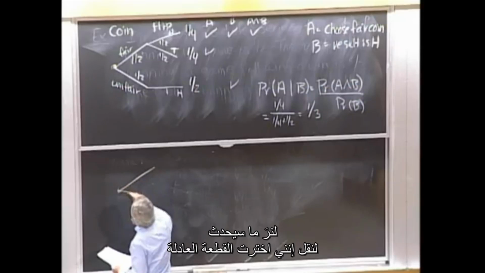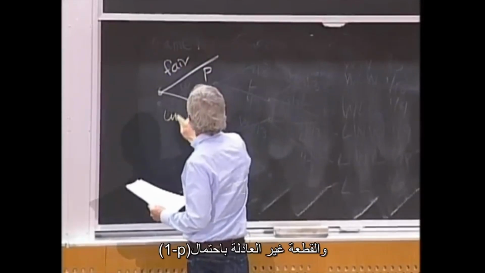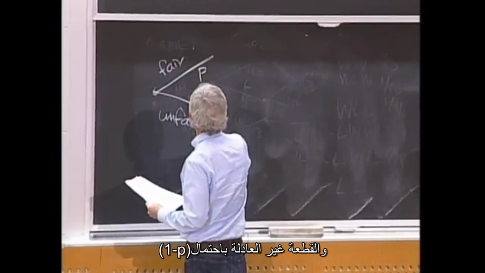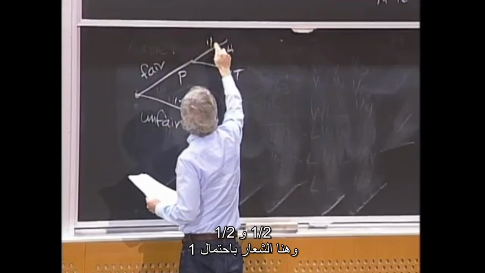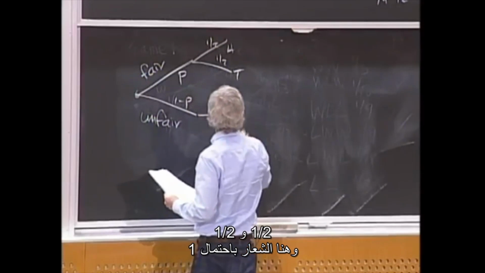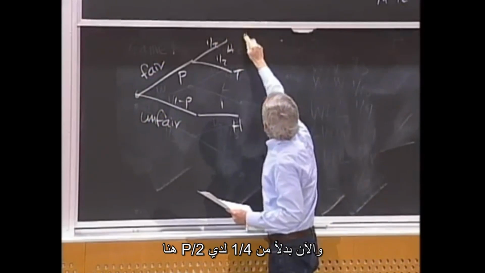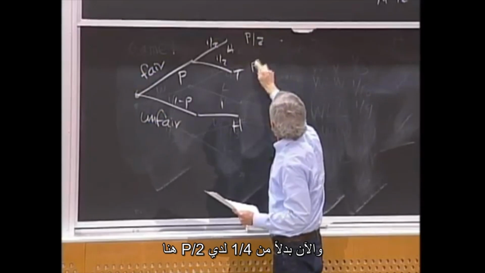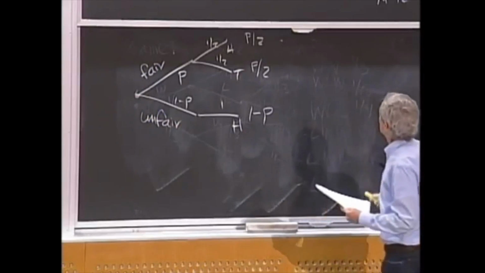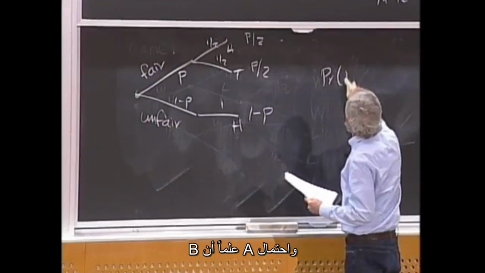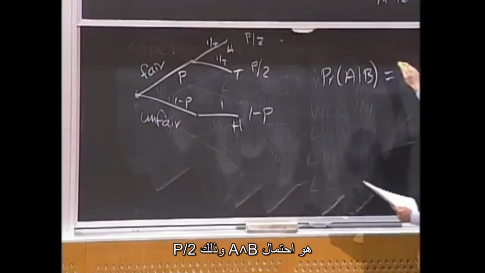Say I pick the fair coin with probability p and the unfair coin with 1 minus p. And this is the same, heads and tails, half, half, heads with probability 1. Well, now instead of a quarter, I get p over 2 up here. And this is now 1 minus p instead of a half. So the probability of A given B is the probability of A and B, which is P over 2.